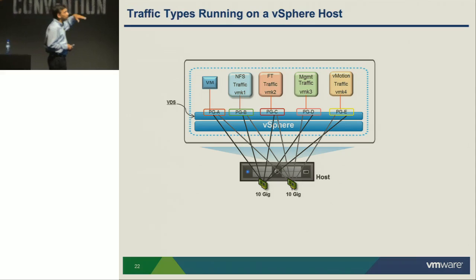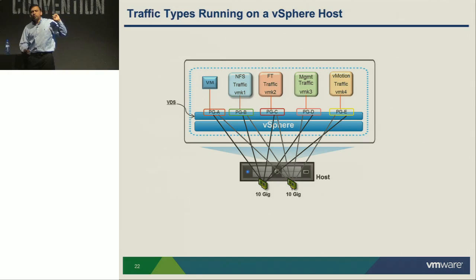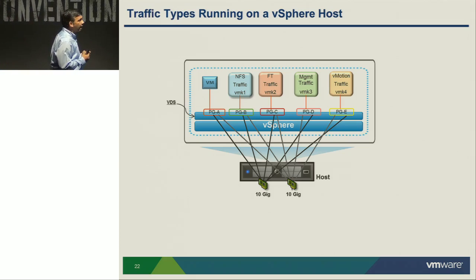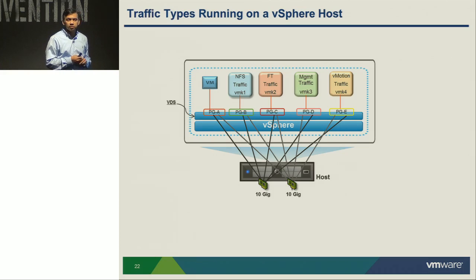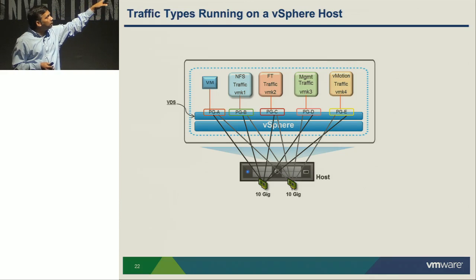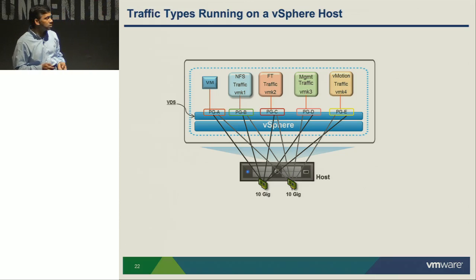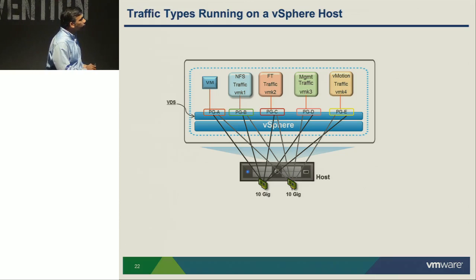You might have some other traffic such as iSCSI, or you might have Fibre Channel. But the point of this diagram is your host has all these different traffic types running on it, and you want to make sure that they are isolated from each other. You don't want your virtual machine traffic seeing the management traffic, for example, or any virtual machine seeing other NFS traffic, because everything will be visible and then you will lose the security part of things.